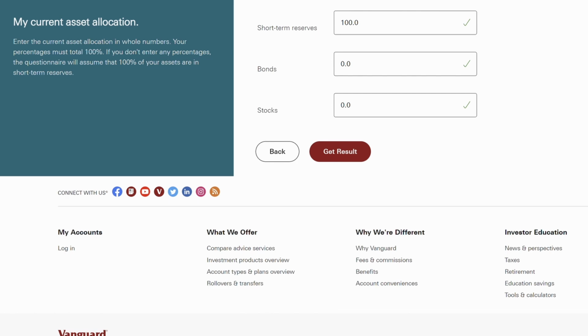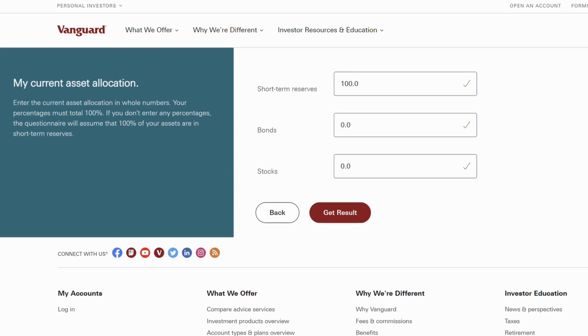Okay, and then it asks us for our current asset allocation. I'm not going to put anything in here. I don't want to influence the decision of what they give us in the results, based on what we already have. So by default, it just gives you 100% short-term reserves. It assumes that you don't have any money invested and just have cash. So let's see what it recommends.